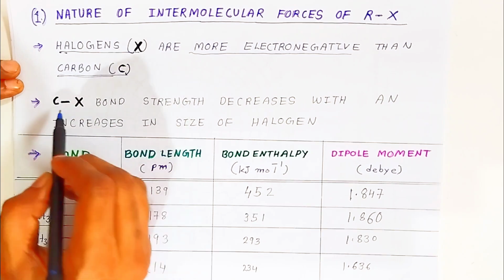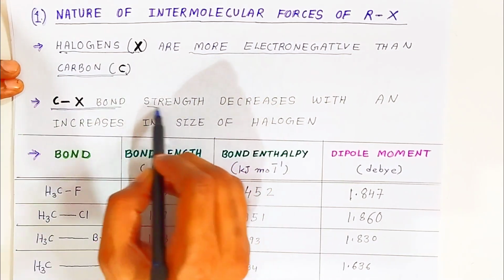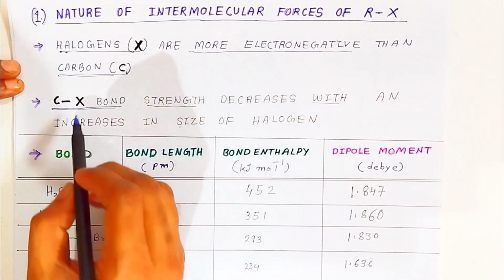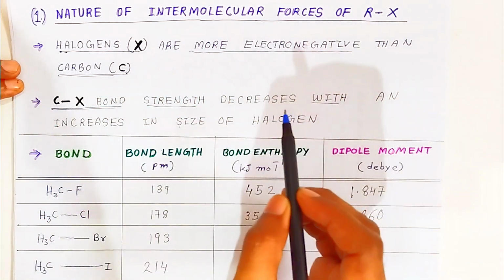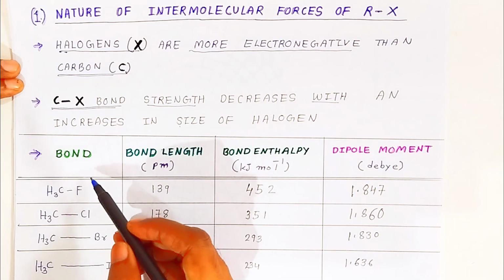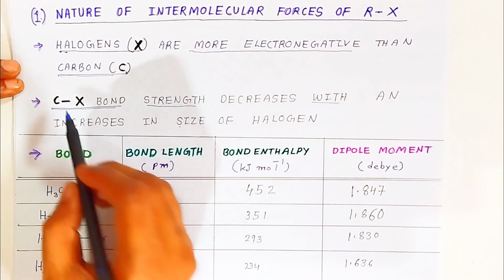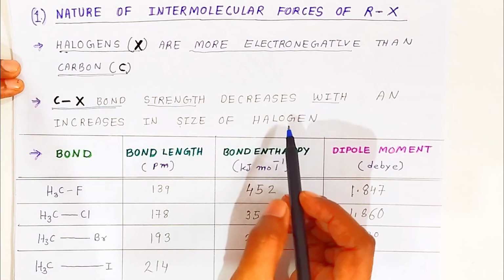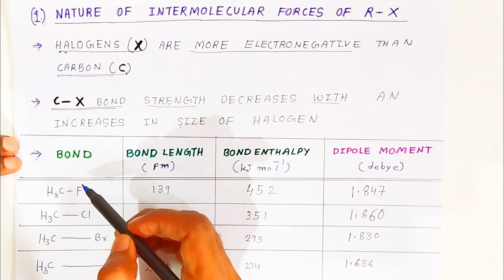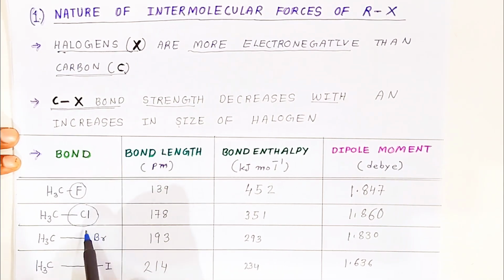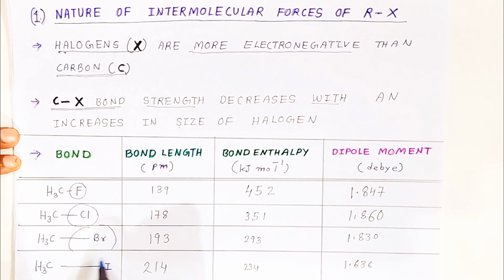Now, in the carbon halogen bond, the strength decreases with increase in size of the halogen. Understanding, students? When you go from fluorine to astatine, you know chlorine, bromine, iodine, astatine, the bond strength between carbon and halogen decreases with increase in size of the halogen. When you see the halogen atom, if fluorine size is this much, chlorine will be bigger, bromine bigger still, and iodine more bigger. So sizes go on increasing.